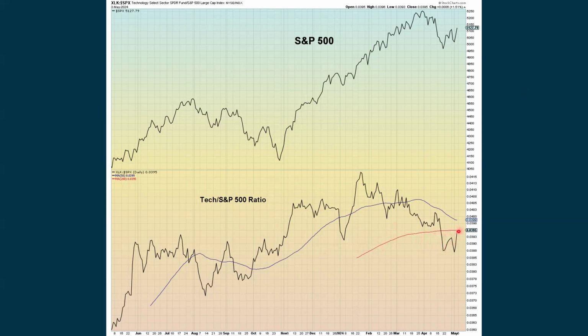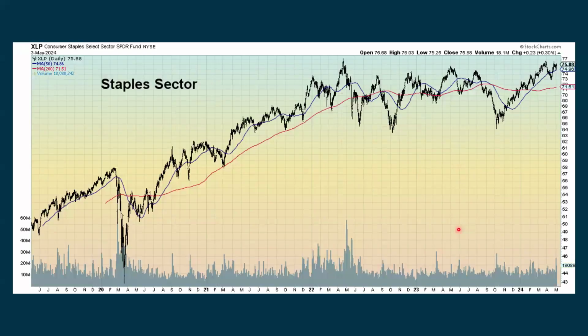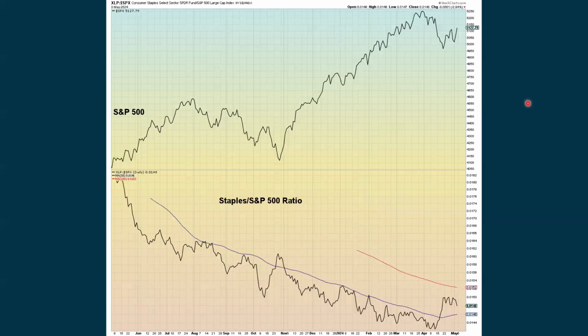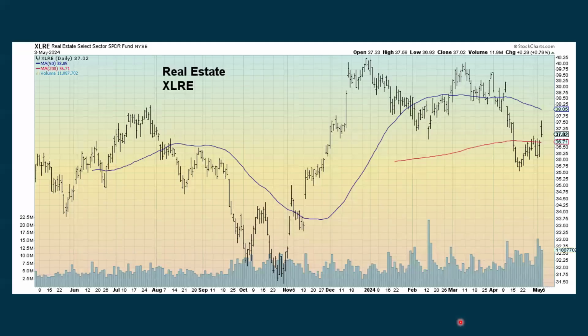But they have to get above this 200-day moving average first. The staples sector, which when you look at it by itself is in an uptrend, even though it did pull back, and then it got back above its 50-day moving average, and it came back down. Now it's a little bit above its 50-day moving average. These are things that you have to have no matter what's going on in the economy. But when we compare it to the S&P, staples are underperforming.